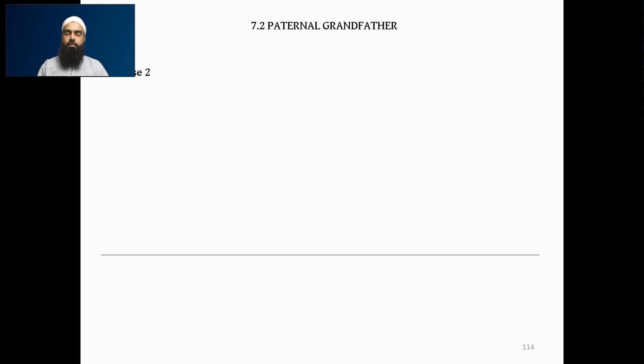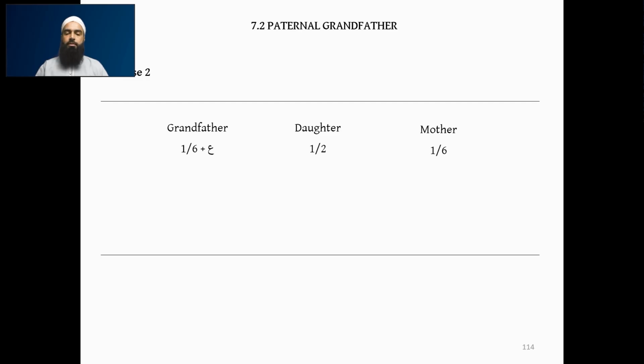Another example, another question here. We have mother, daughter, grandfather. What happens here? So mother will now receive 1/6 because there's a daughter. Daughter receives her half. Grandfather receives 1/6 plus the asaba, the agnatic shareholder.